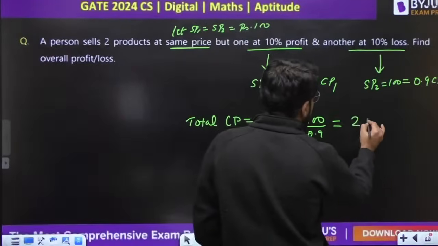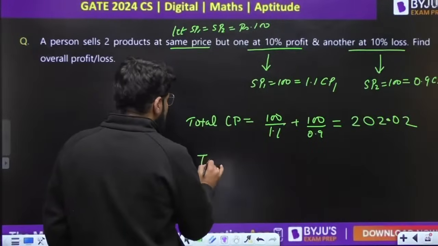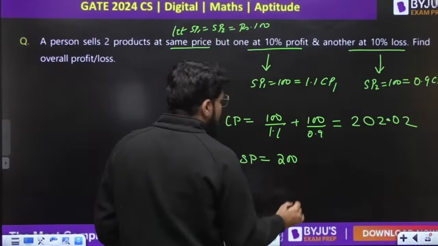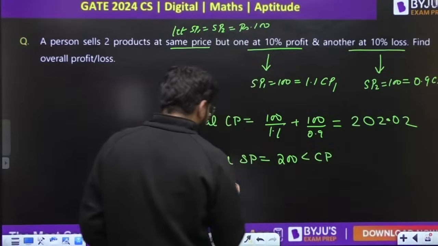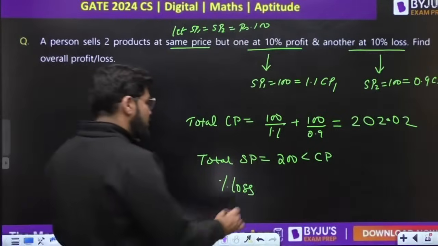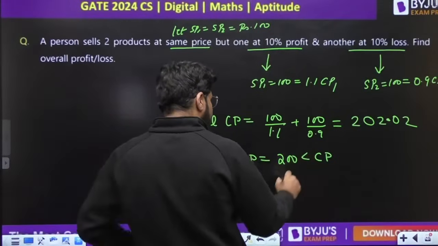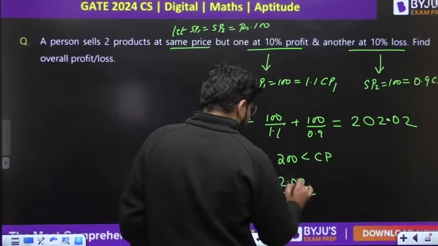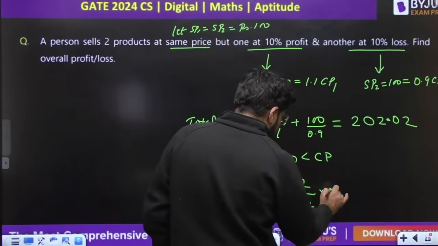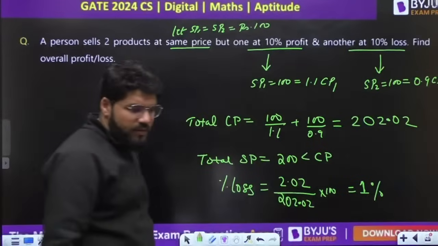Approximately 202.02. And what is the total SP? Total SP will be 100 plus 100, 200. And that is definitely less than the CP. That is why there is a loss, because total SP is less than CP. How much will the percentage loss be? The total difference between them is 2.02, divided by, compared with the CP always, 202.02 into 100. And this is going to be 1%. There is going to be a 1% loss.